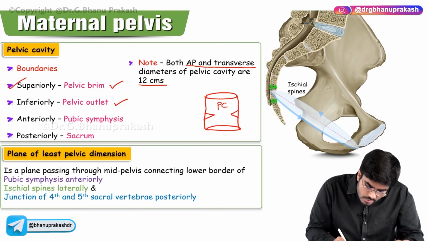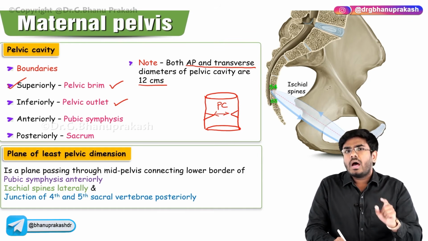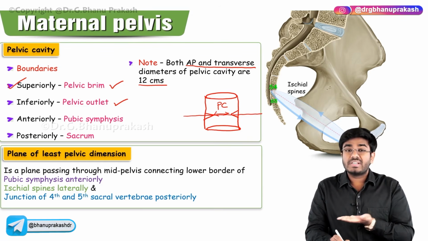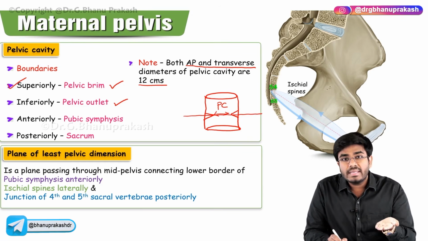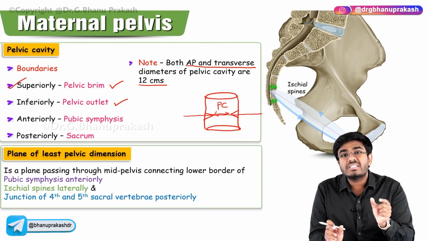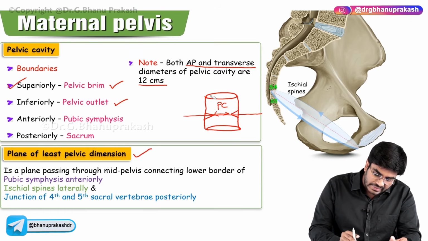So what happens? Here the diameters will change. And also if I am taking a section over here, that's the plane. This plane has the least pelvic dimensions. The diameters are going to be very much less. So this is known as the plane of least pelvic dimension.